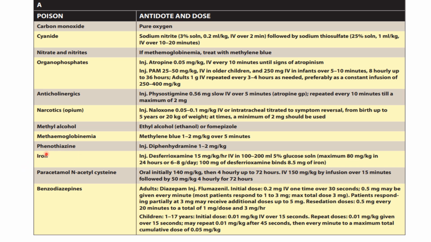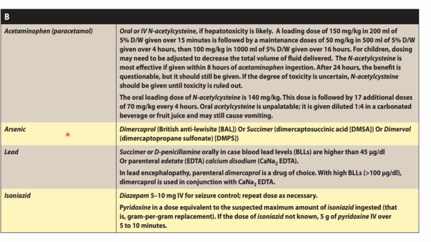Then iron antidote is desferoxamine, which is an iron chelator. Then for paracetamol, obviously it's N-acetylcysteine. Then regarding benzodiazepines, the antidote available is flumazenil. Now about arsenic, as an antidote we can use dimercaprol. Another name for dimercaprol is British anti-lewisite, or succimer also can be used, also known as dimercaptosuccinic acid.